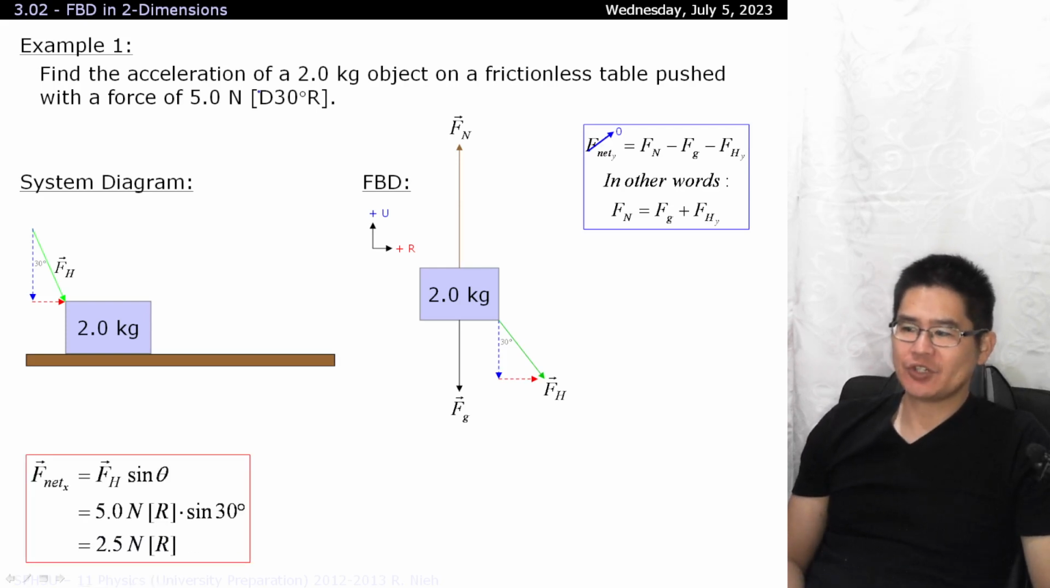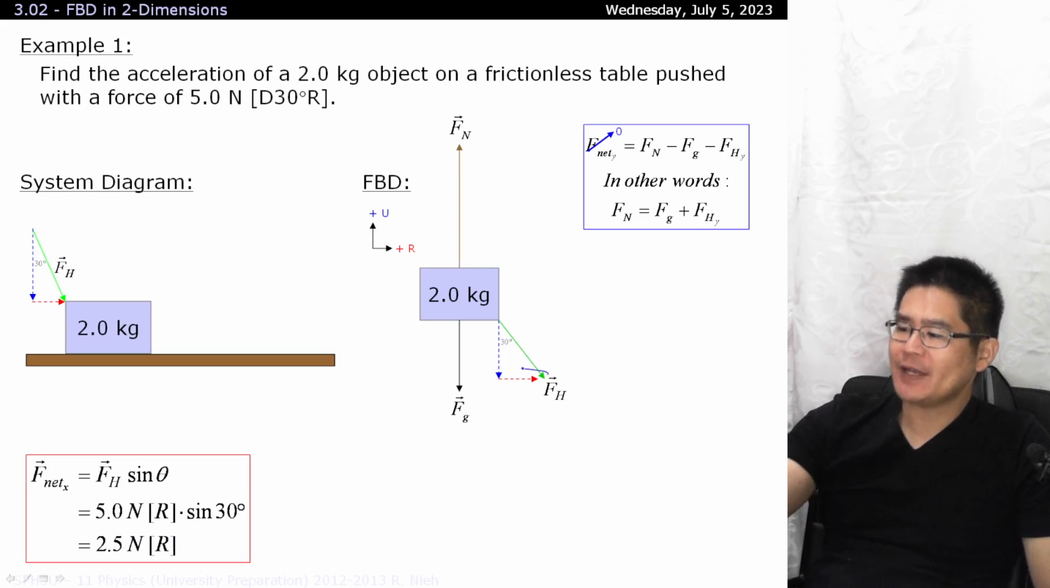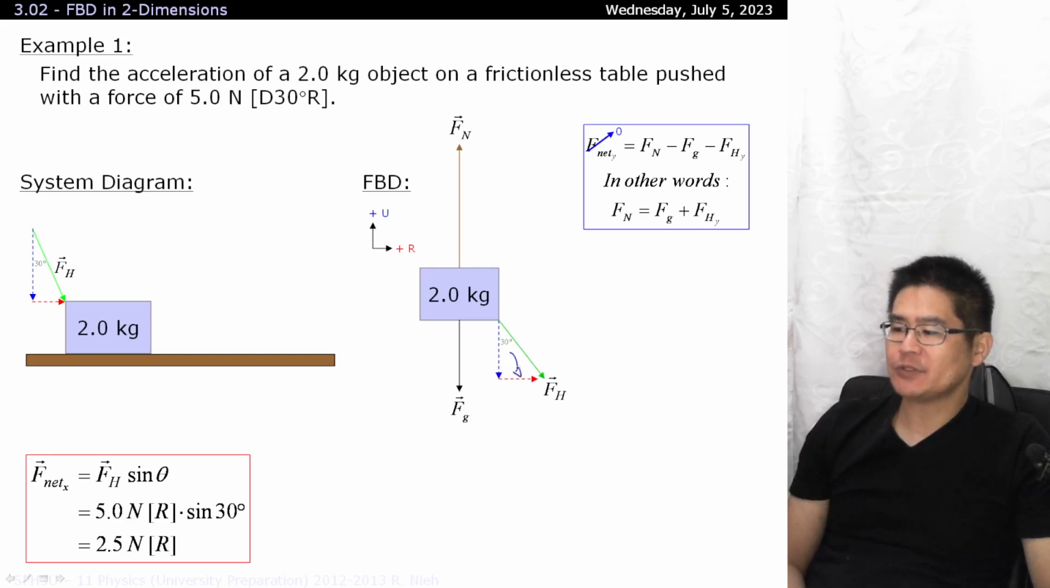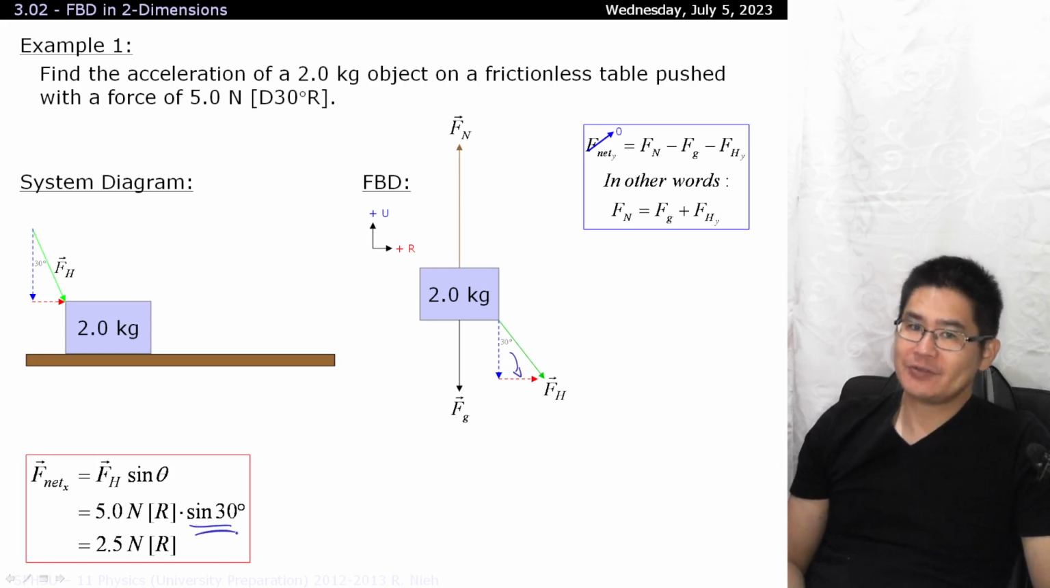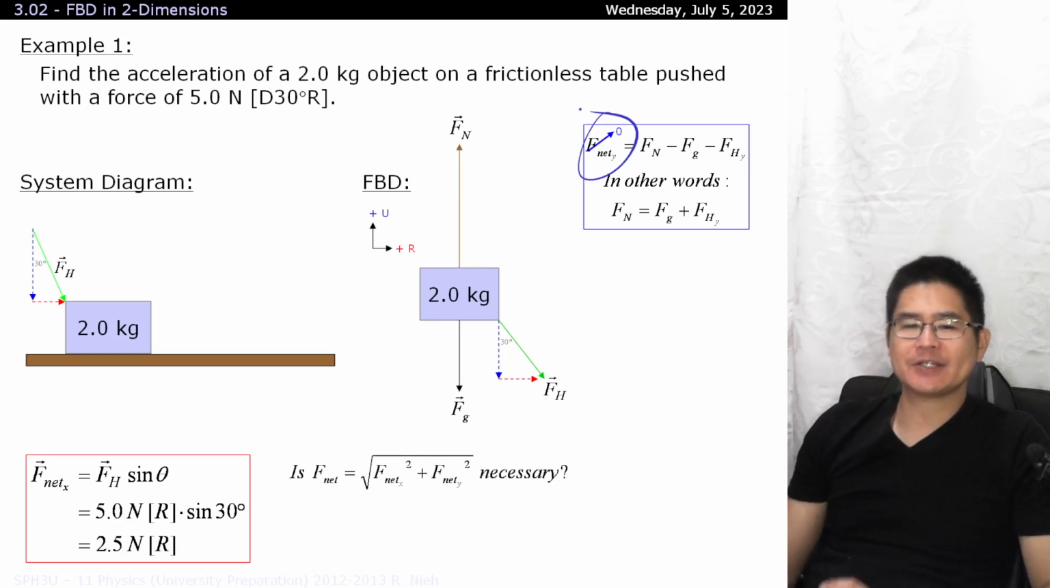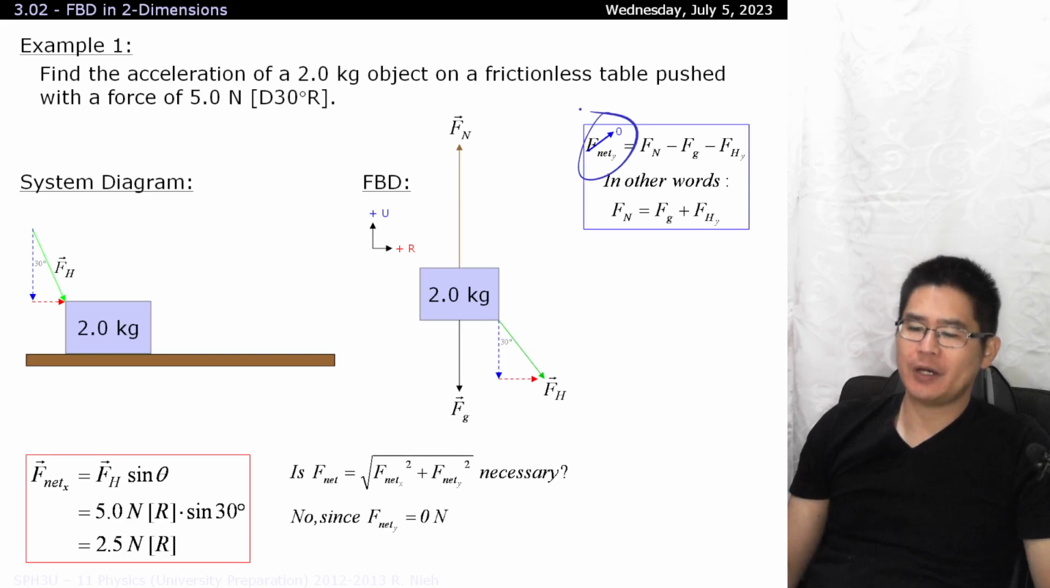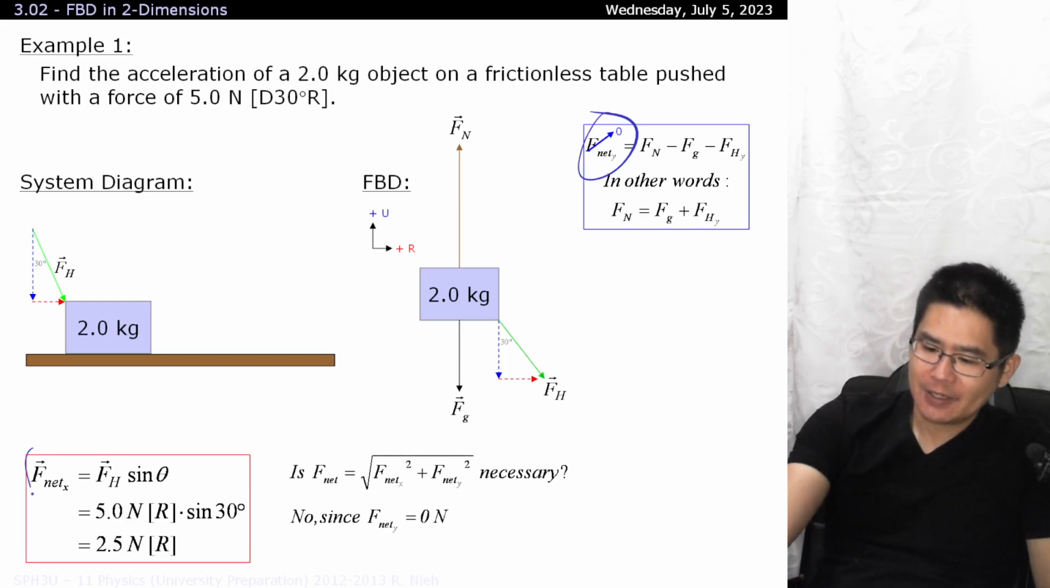But the x dimension we should be able to readily solve. Our F net x is just equal to FH in the x dimension. And since it's opposite of 30 degrees, it's simply equal to FH times the sine of 30 degrees. Sine of 30 always gives you half the answer, so half of 5 is 2.5 newtons to the right. So that's our F net. Do we need to use the Pythagorean theorem? Well, we already established that F net Y is equal to 0, so it's completely unnecessary to write that down. No, don't even bother. Just know that your F net is equal to 2.5.